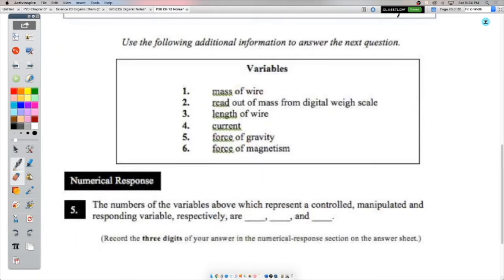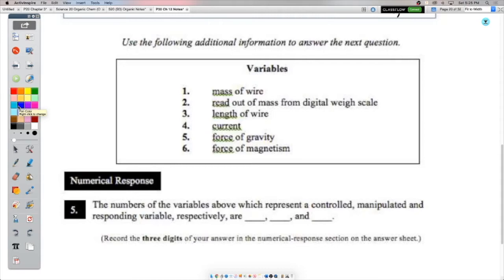So going through these, we have to decide the numbers of the variables above, which represent a controlled, manipulated, and responding variable: R blank, blank, and blank. These are pulled from a diploma, you can probably tell. It's a good thing to look at these because students often think there's one right answer and panic. There are actually questions on the diploma for numeric where there will be many answers that are taken as correct. So let's first go through here and label each type of variable.